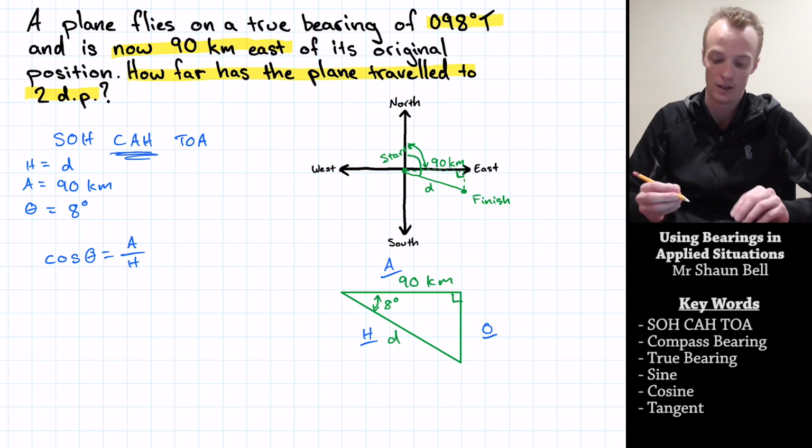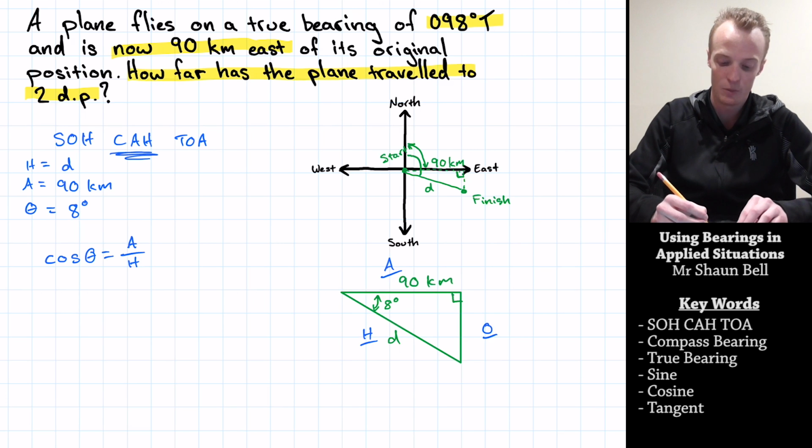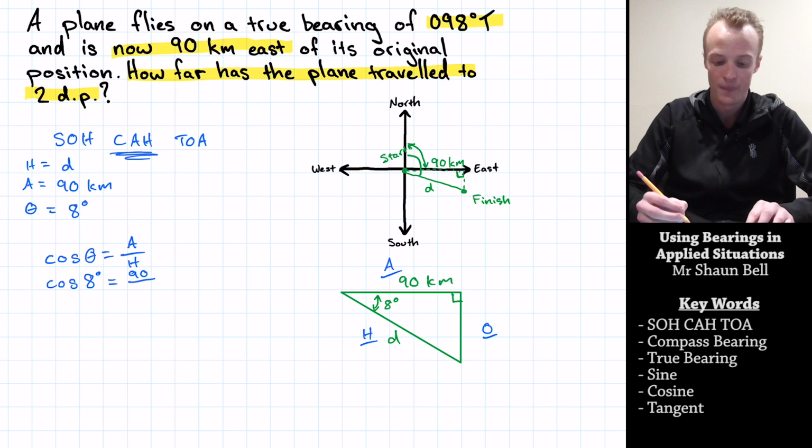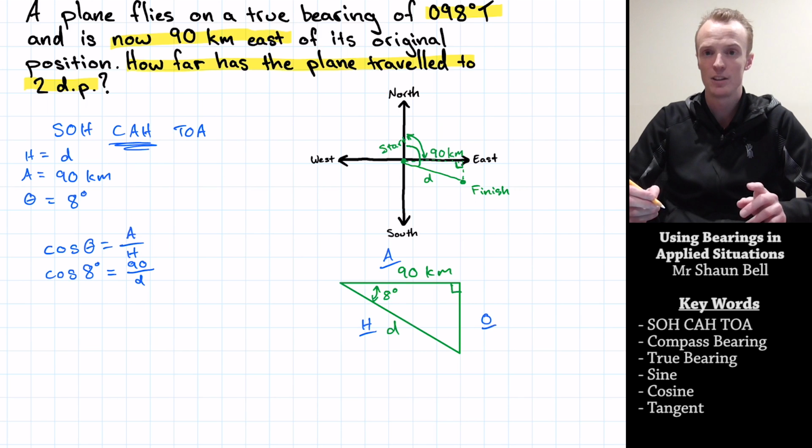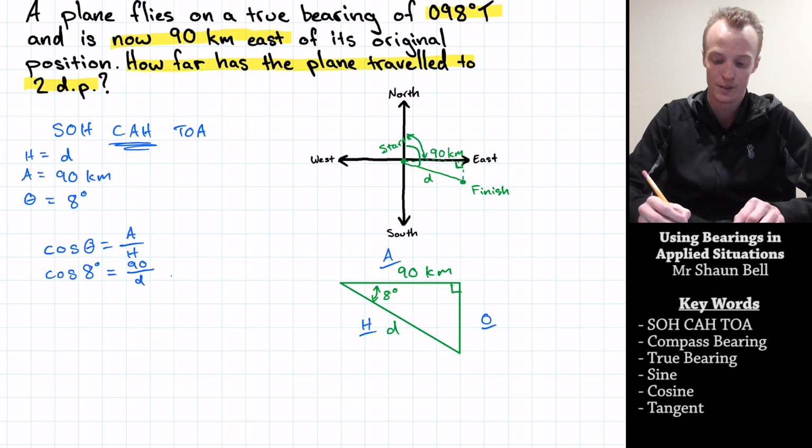So now we substitute the information that we have. Theta equals 8 degrees, so it's going to be cos 8 degrees equals the adjacent of 90 divided by the hypotenuse of the unknown D. And now it's time to rearrange it to isolate our unknown D. To do this, we multiply both sides by D first. So multiply here by D and that will cancel. Multiply by D here.